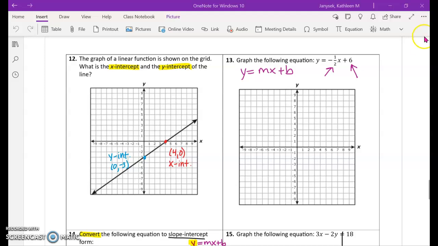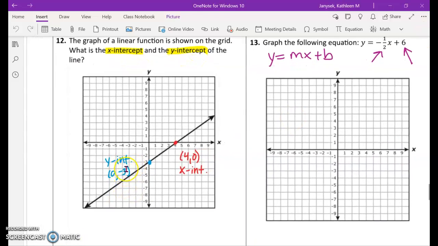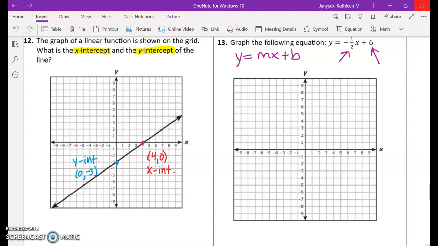Keeping in mind that the negative 3 does have to be second because it is the y-intercept. Y always goes second. And same thing for the x-intercept, it goes first because the x value goes first. Now let's remember how to graph.